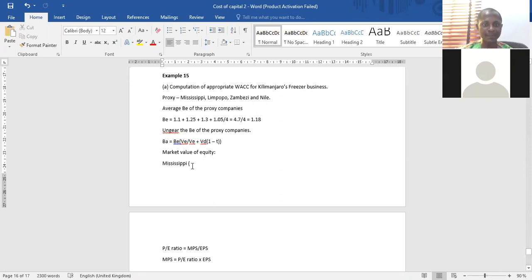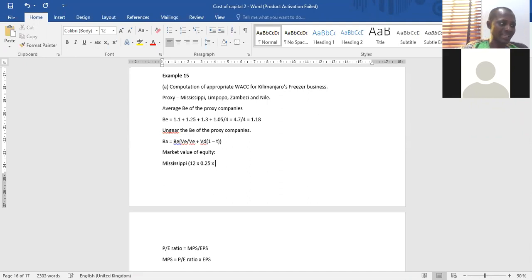So let's continue from then. For Mississippi, what is the price earnings ratio? Let's go and pick that. The price earnings ratio for Mississippi is 12. So 12 times, what is the earnings per share? Earnings per share is 25 kobo, that is 0.25.